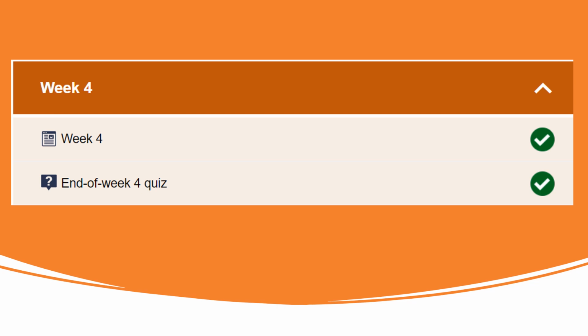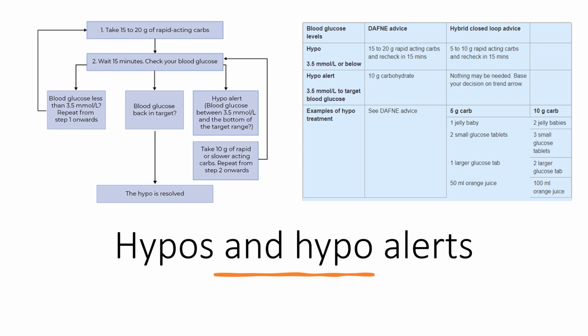Hypo treatments, as discussed in previous weeks, are recapped in week 4, and the causes and treatment of mild and severe hypos is covered in more detail. Participants may wish to have a family member or friend with them for the discussion of hypos in week 4. The information for managing hypos and hypoalerts is the same as in MDI DAFNE. Alternative guidance is provided for hybrid closed-loop users who are likely to require 5 to 10 grams of carbs to treat a hypo and may not require extra carbs for a hypoalert.